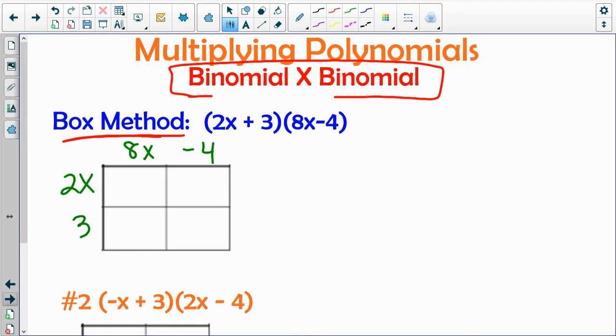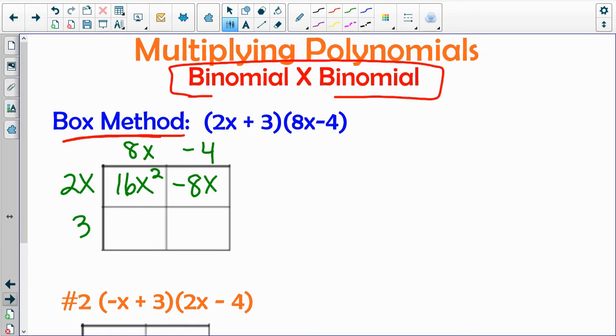So to find the first box, I've got my 8x and my 2x next to it, so I'm supposed to times those. 8x times 2x. Logan, what would we get with 8x times 2x? Good, 16x squared. Don't forget to add your exponents. So everybody fill that in your first box. The second one, I've got my negative 4 and my 2x, so I'm supposed to times those. So Kyle, what would you get with negative 4 times 2x? Good, negative 8x. Okay, that's my top row.